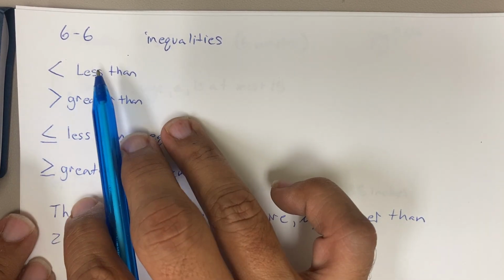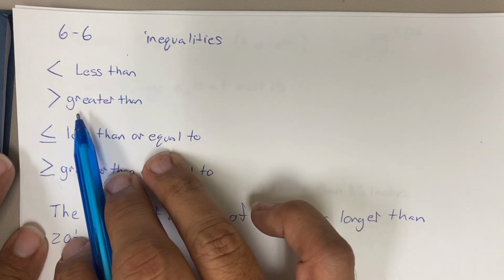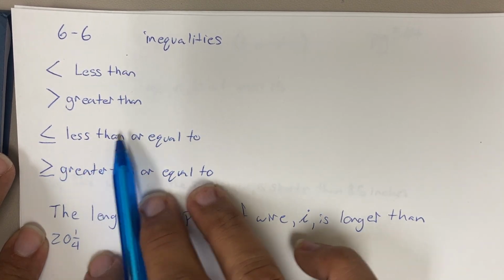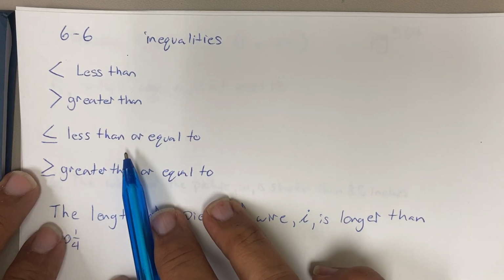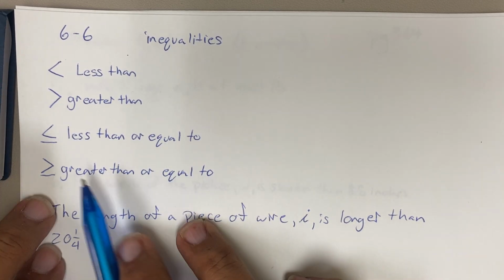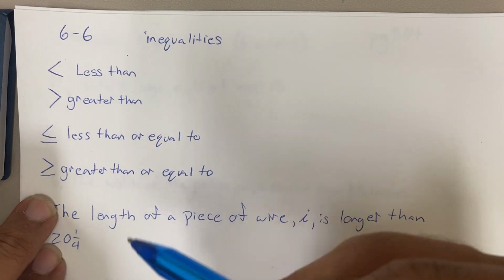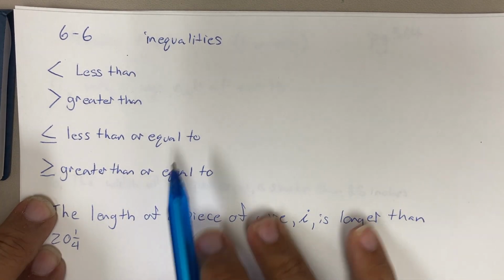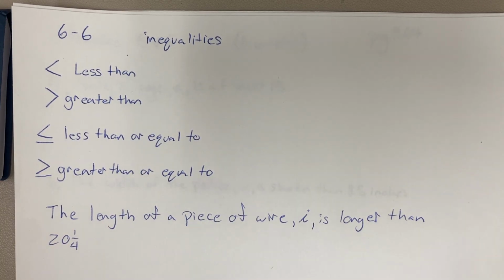Less than means everything is less than the value you're writing. Greater than means greater than. Less than or equal to means the answers are less than or the exact number you're illustrating. Greater than or equal to is greater than that number, or it can actually equal that number. Okay, so we're going to be writing phrases into inequalities using these inequalities.